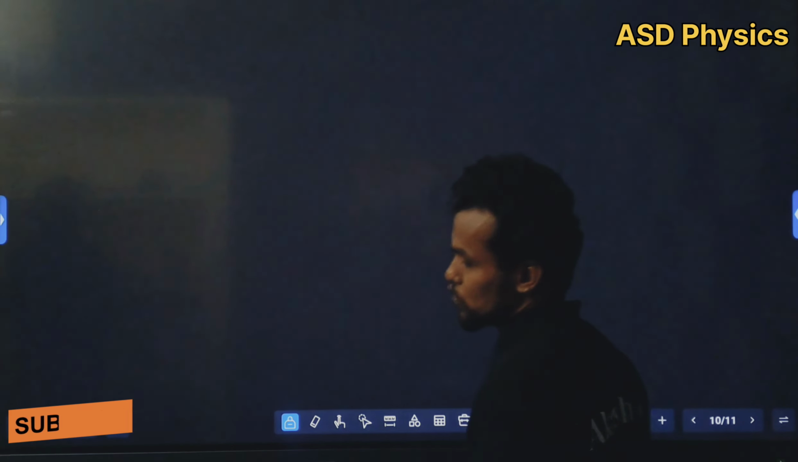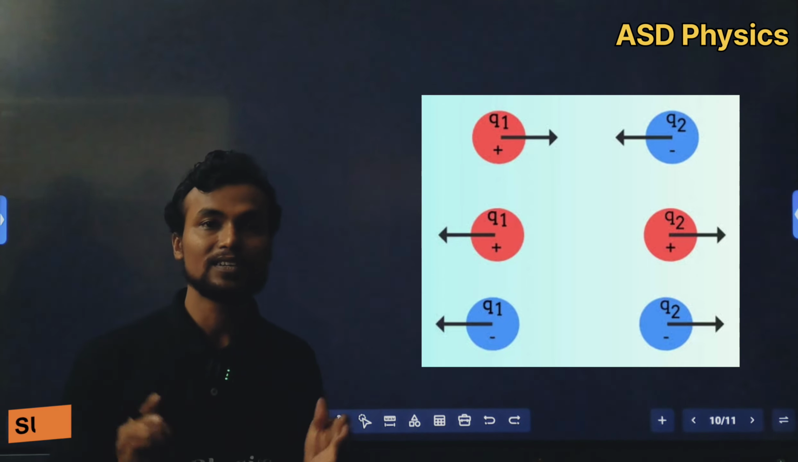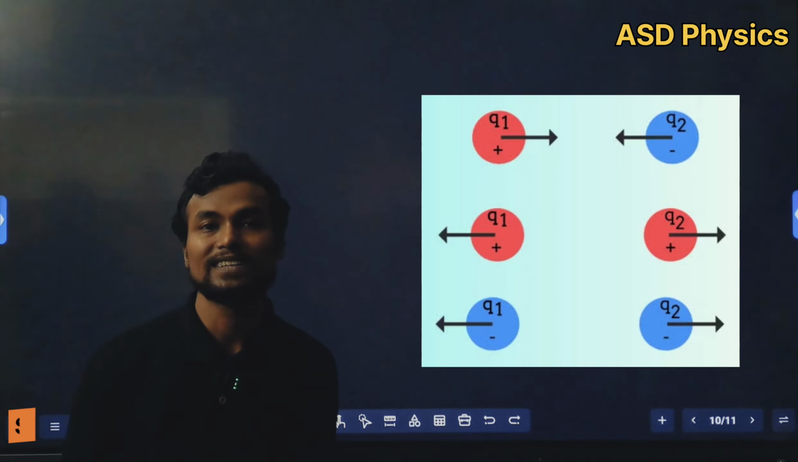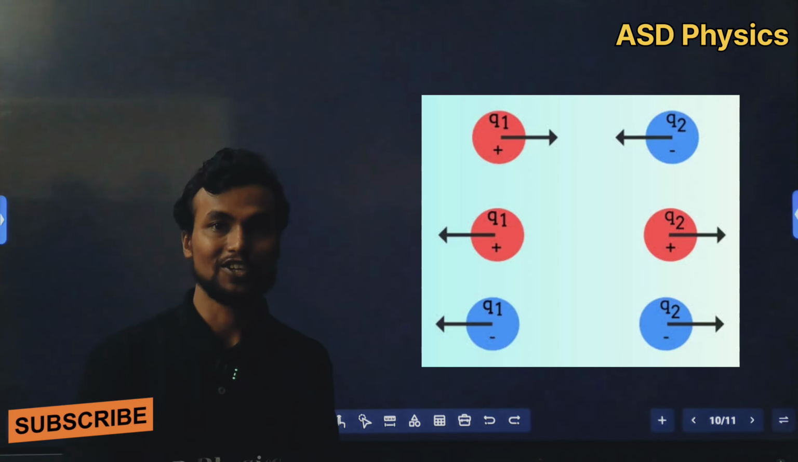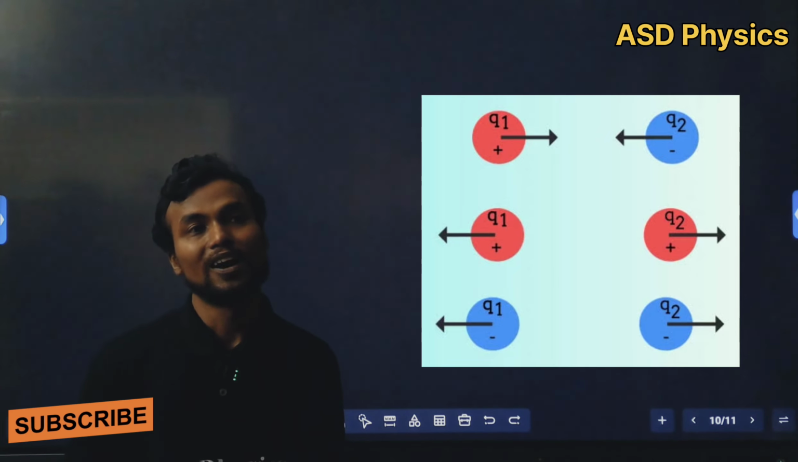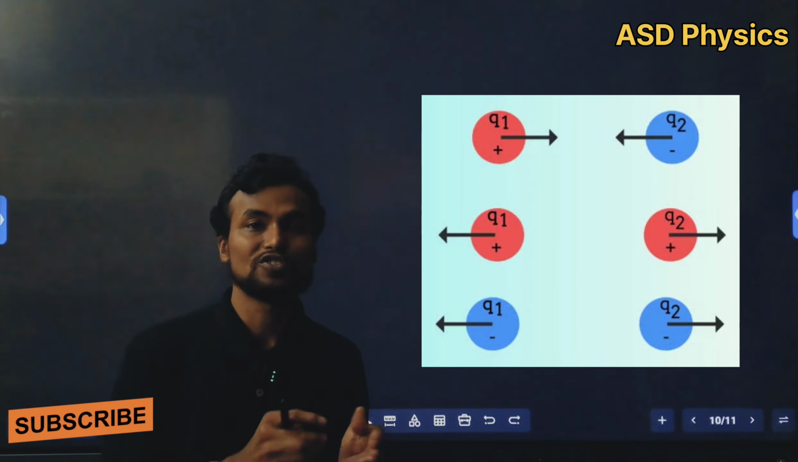Okay students, now we have come to the end of the class. What are the things we have learned? We have learned about mass and charge, what the differences and similarities are. Then we have learned Coulomb's law, the three cases. After that we have seen the limitations of Coulomb's law. After that, the similarities and dissimilarities of Coulomb's law with Newton's law of gravitation.